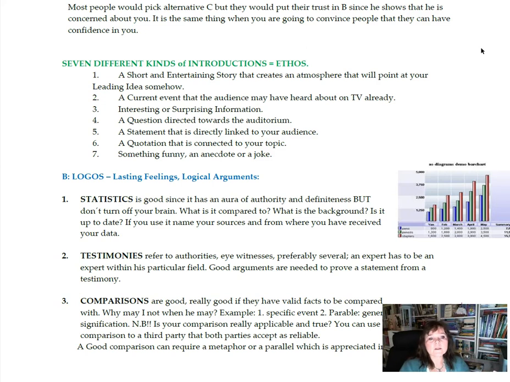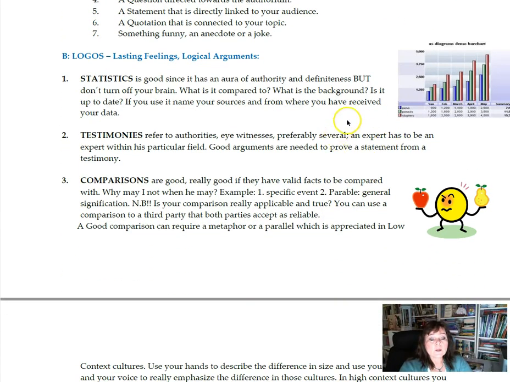Or a statement that is directly linked to your audience. Or the 6th, a quotation that is connected to your topic. And in Sweden it's very funny. It's just fine to start with something funny, an anecdote or a joke, but that also depends in which country you are.